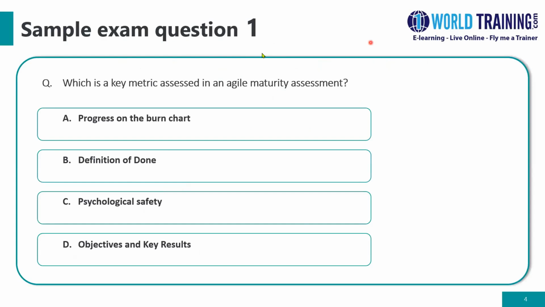Which is a key metric assessed in an agile maturity assessment? Once again, which is a key metric assessed in an agile maturity assessment? A. Progress on the burn chart. B. Definition of done. C. Psychological safety. Or D. Objectives and key results.